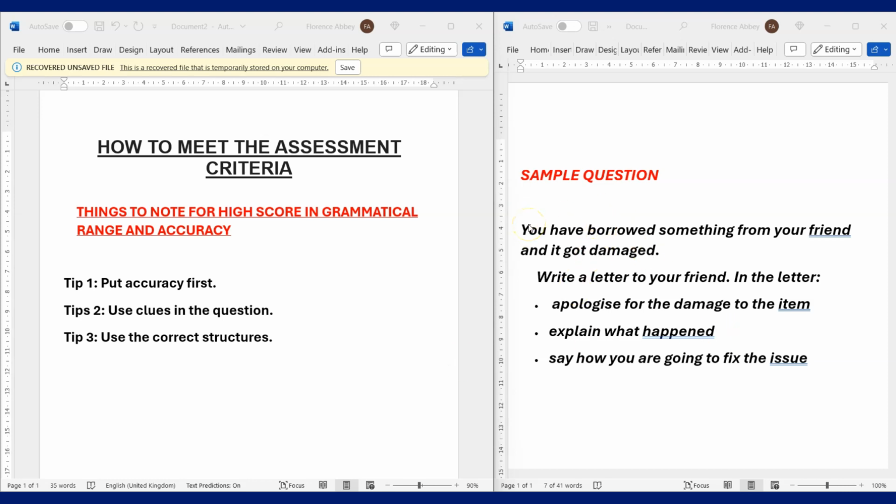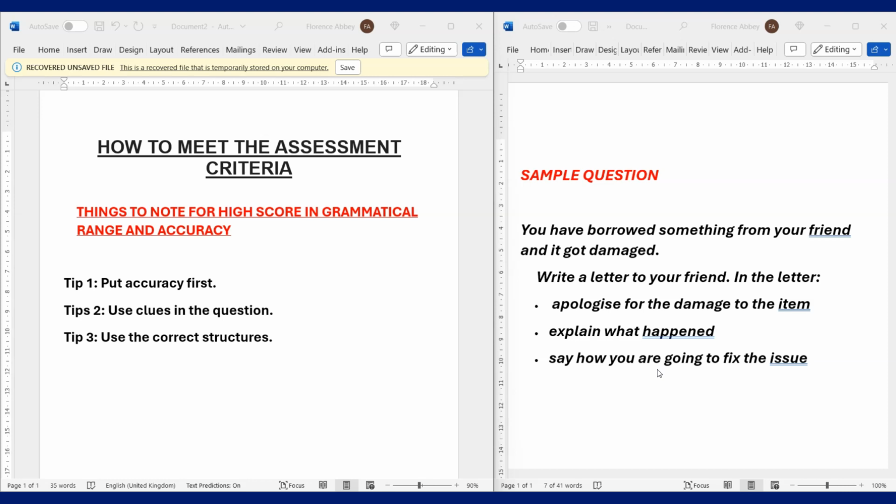This is a sample question where it tells us about a friend that we took something from, and that it got damaged. What we need to do is write a letter to that friend and apologize for the damage of the item, explain what happened, and say how we are going to fix it.